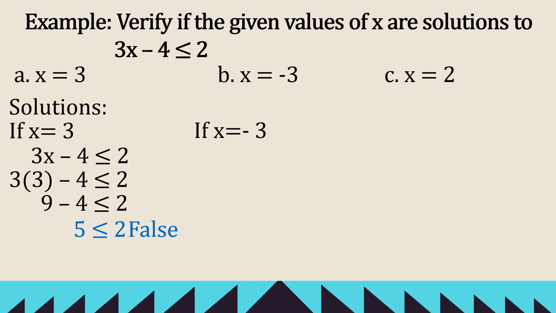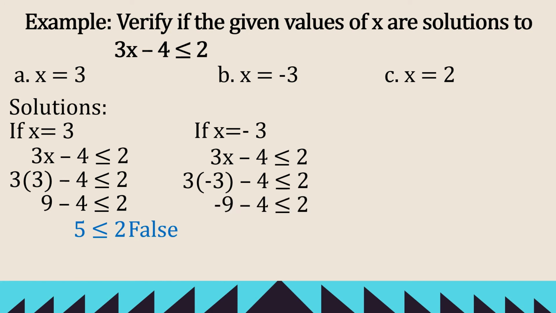If x equals negative 3, copy the inequality 3x minus 4 less than or equal to 2. Substitute the given value of x into the inequality. It will become 3 quantity negative 3 minus 4 less than or equal to 2.